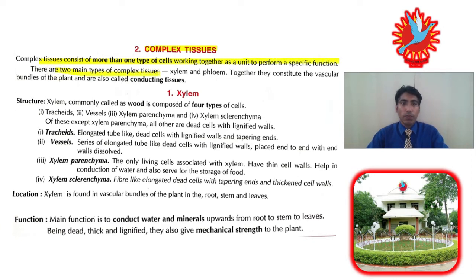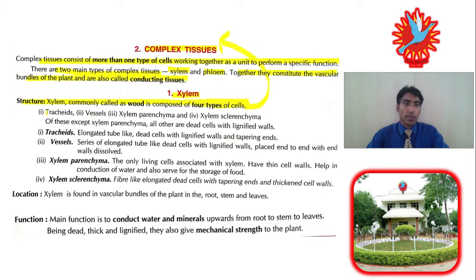There are two main types of complex tissues. You are well aware of these tissues. These are xylem and phloem. Together they constitute the vascular bundles. That is why they are also known as conducting tissues or vascular tissues. Xylem: first we are going to discuss its structure. Xylem, commonly called wood, is composed of four types of cells. Because it contains four different types of cells, it comes under the category of complex tissue.